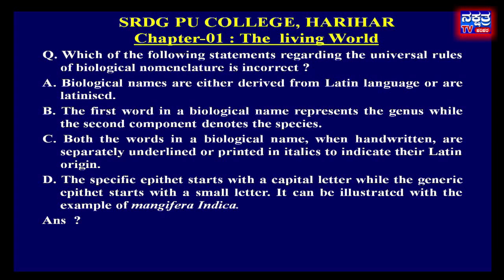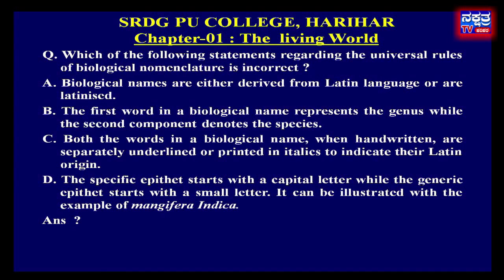Option B, the first word in a biological name represents the genus while the second component denotes the species. Option C, both the words in a biological name, when handwritten, are separately underlined or printed in italics to indicate their Latin origin.